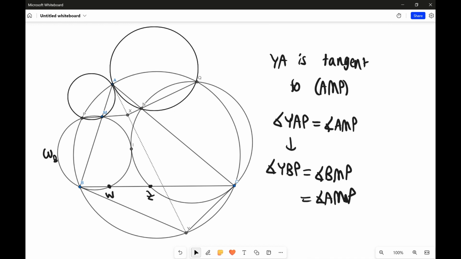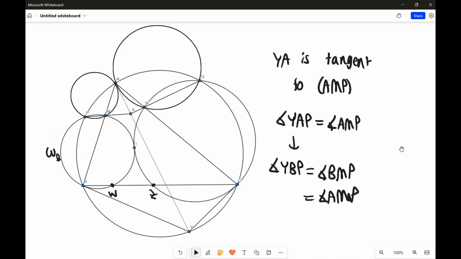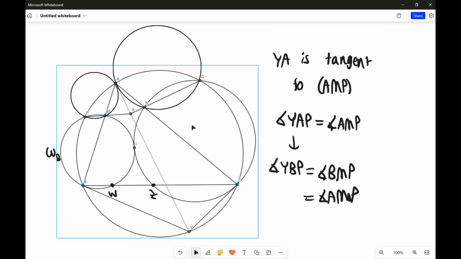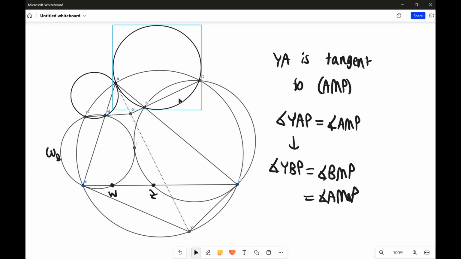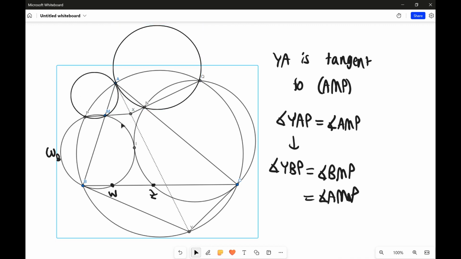Therefore, these two circumcircles are tangent, and Y lies on the external tangent. And now we apply the radical axis lemma on PM, NQ, and these two circles. We get that PM and NQ intersect on the external tangent AY. And therefore, A, X, and Y are collinear as we needed.